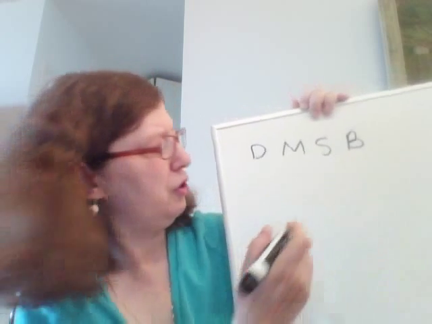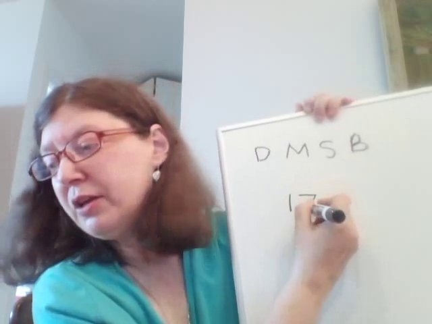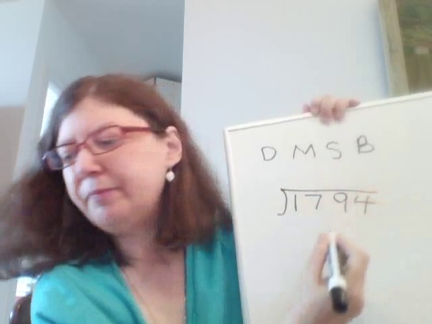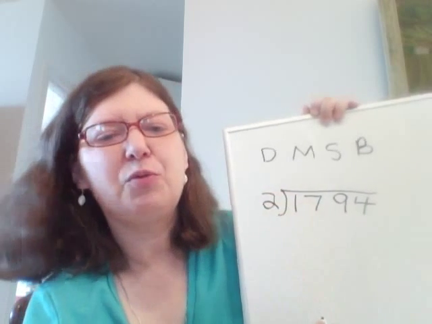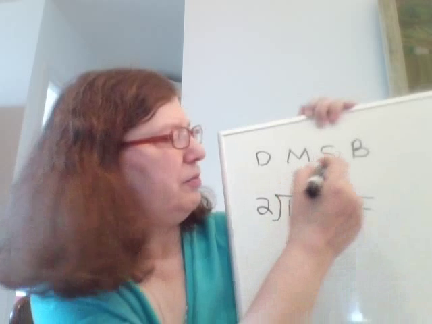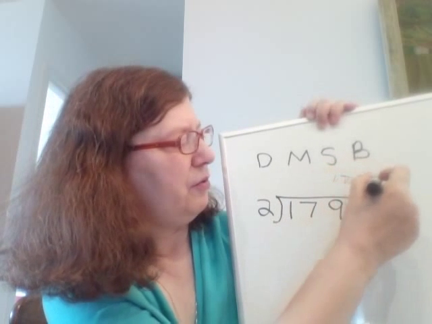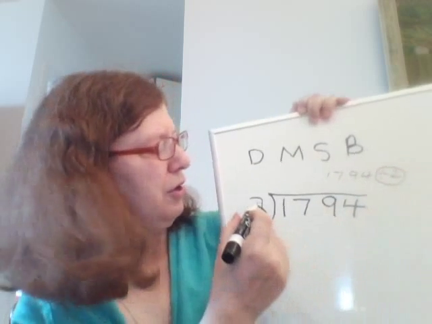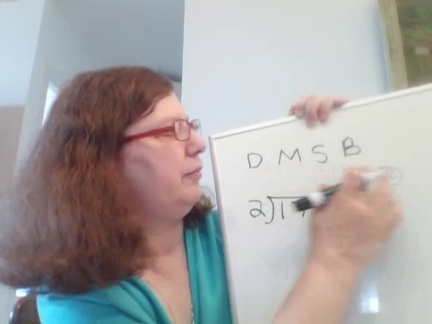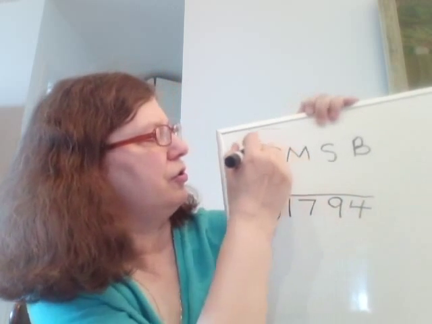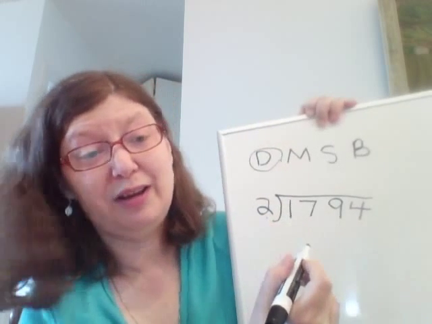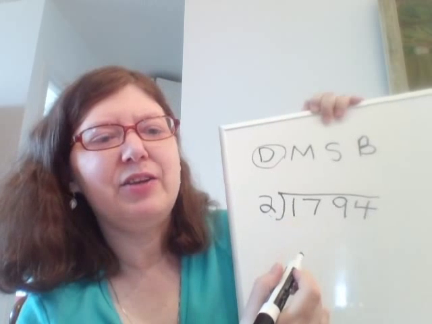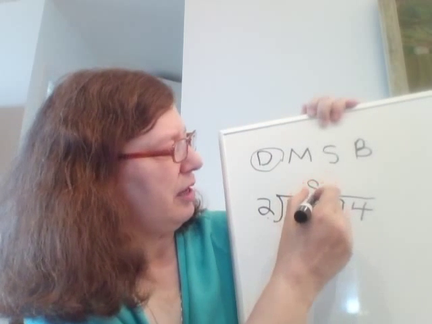So the first one we're going to do is 1794 divided by 2. If this were written out, it would be 1794 divided by 2. The divided by 2 part goes here. All right. Circle the D. 2, because we're dividing. 2 goes into 17. Well, 2 times 8 is 16. That's pretty good. I'll take the 8.